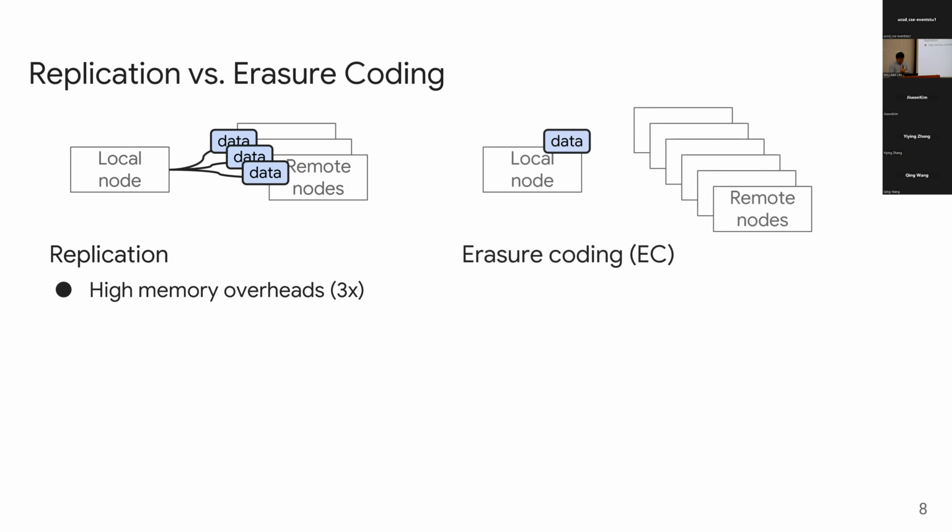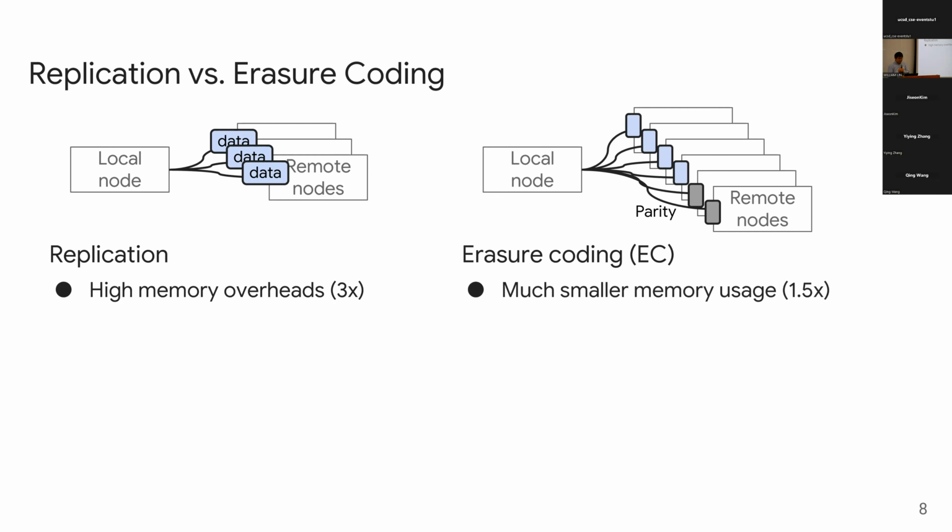Instead, in the erasure coding approach, the local node could split the piece of data into 4 data chunks, generate 2 parity chunks, and write these 6 chunks to different remote nodes. Erasure coding guarantees that they can recover any lost chunks upon up to 2 node failures. So this approach has much smaller memory usage compared to in-memory replication.